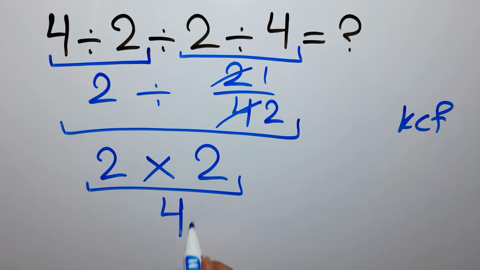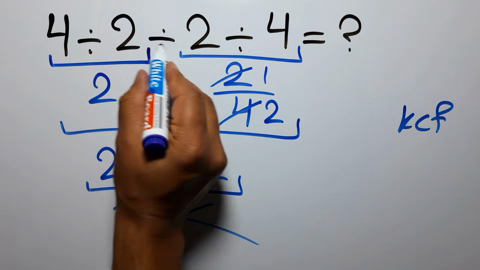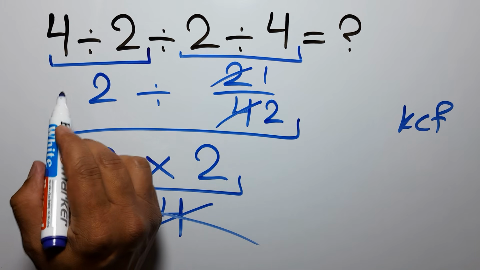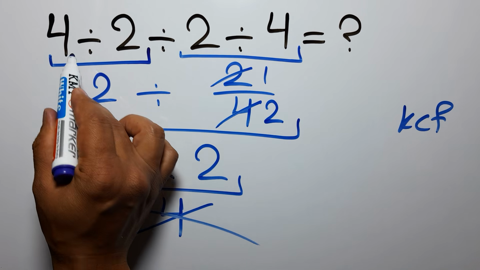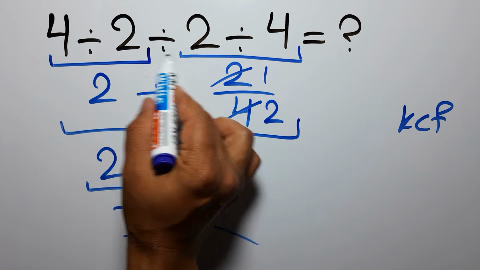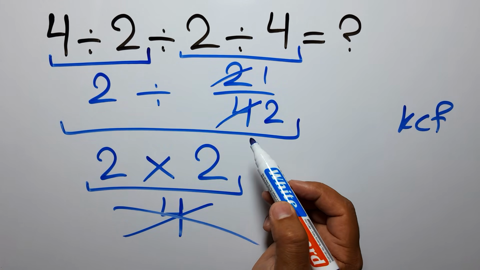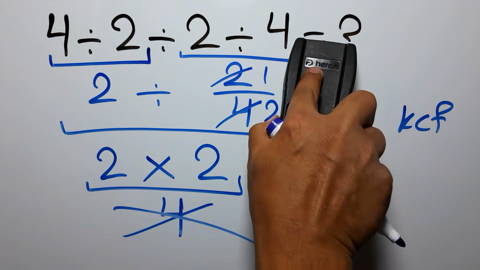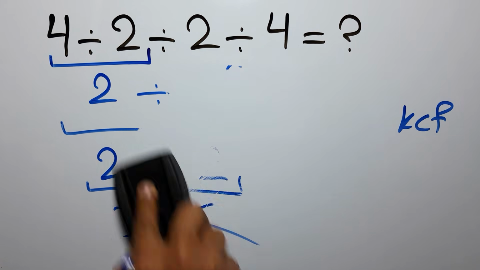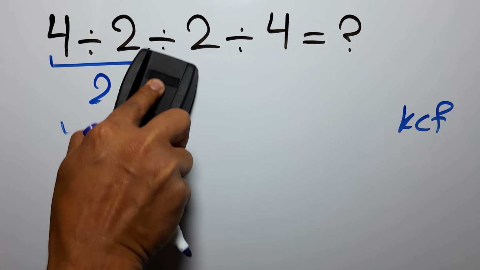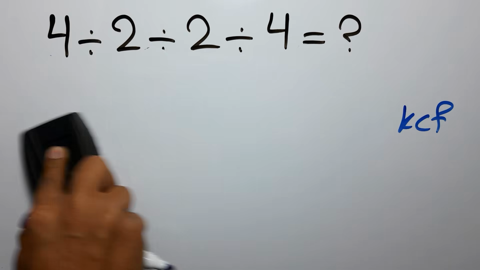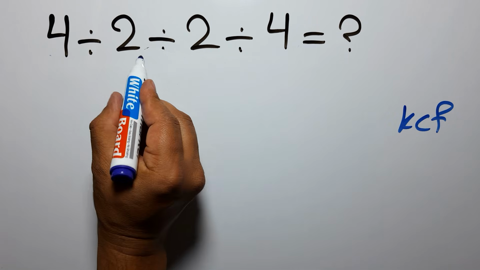But this answer is not correct, because according to the order of operations, when we have more than one division in an expression, we have to work from left to right. So first we have to do this division, then this division, and finally this division. If we do this division before this division, it is wrong. So first we have to do this division.